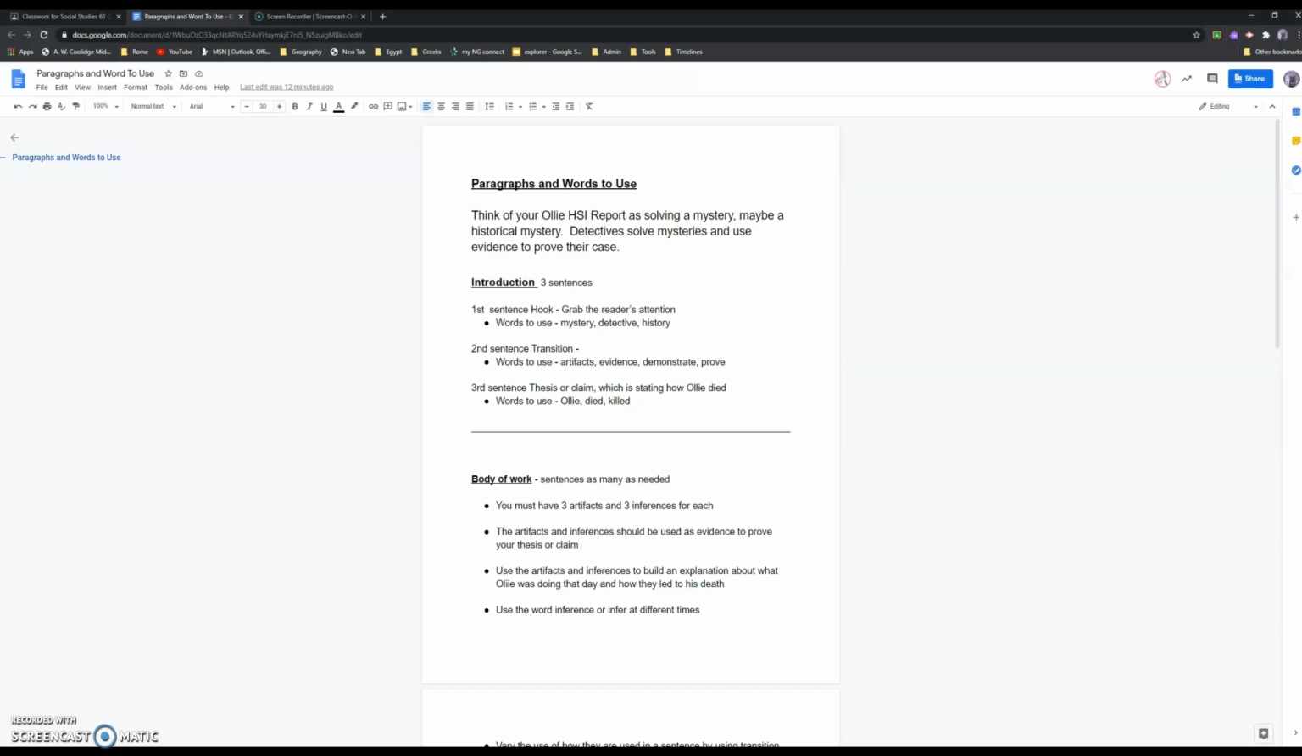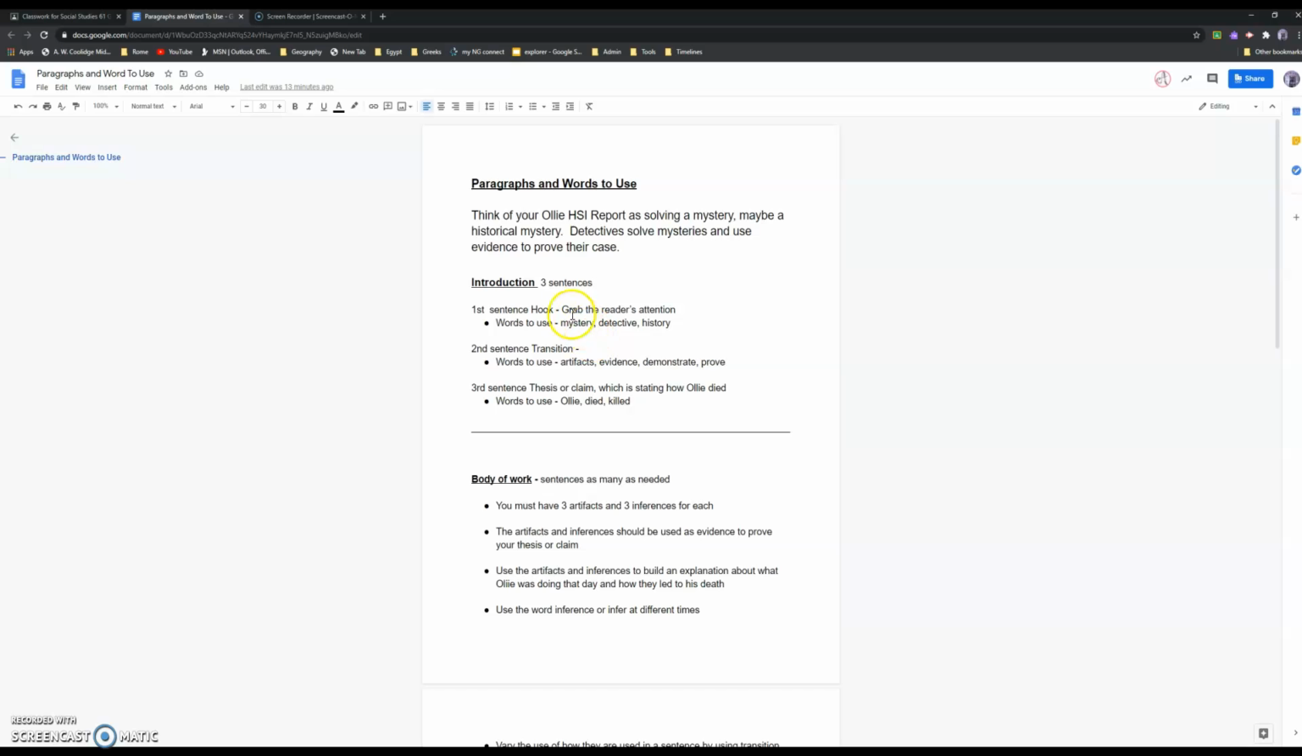So, one more thing. When you go to do your report, I'm encouraging you to use this document. It's called Paragraphs and Words to Use, and it's linked with the assignment. You can think of the Ollie HSI report as solving a mystery, maybe a historical mystery, and detectives solve mysteries and use evidence to prove their case.